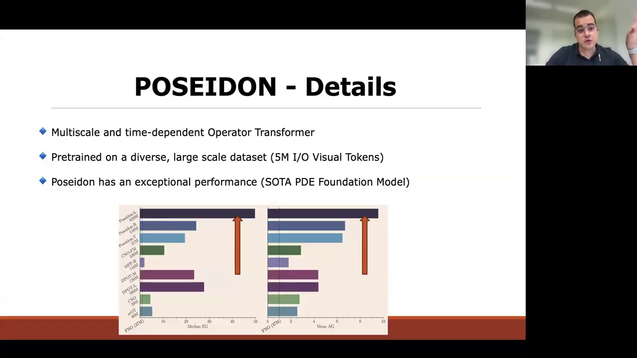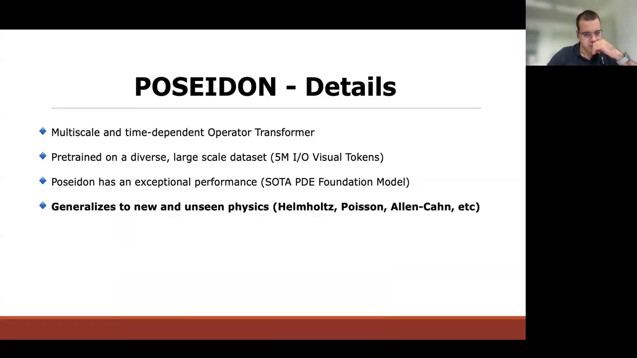Poseidon, I forgot to say, is pre-trained on fluid-like data, so only Euler equations and Navier-Stokes equations, while we tested it out on different PDEs such as the wave equation, Helmholtz equation, also fluid equations, the Allen-Cahn equation, and the Poisson equation, which is time independent, and it seems that this is the way to go. So as I said, it generalizes to new and unseen physics, for instance, those three equations that I mentioned.